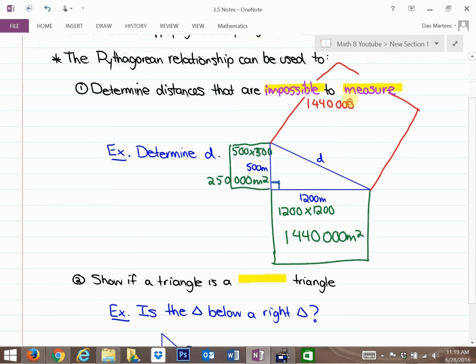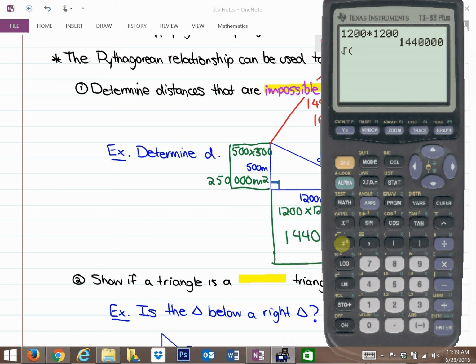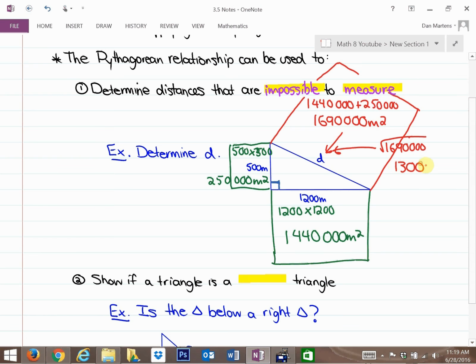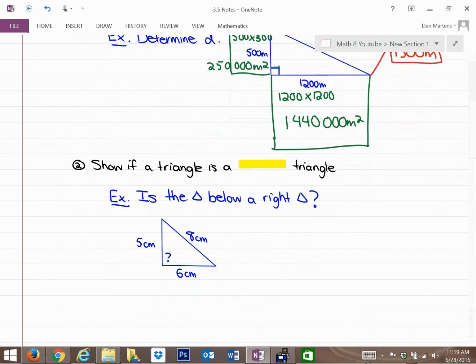So 1,440,000 plus 250,000 is going to be 1,690,000 meters squared. If you want to find this length, you should remember that you take the square root of 1,690,000, and the square root of 1,690,000 is 1,300, and that makes sense. Again, it's always very important in these sections to see if your answer makes sense. If the two perpendicular distances are 500 and 1200 meters, it makes sense that the diagonal hypotenuse would be 1300 meters.